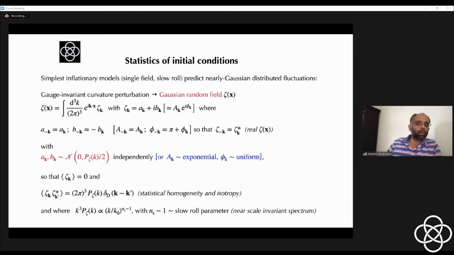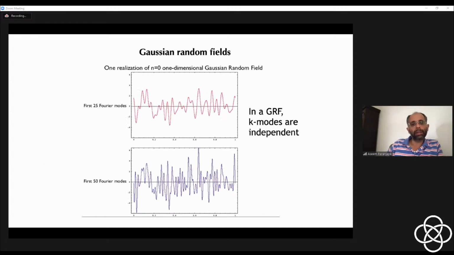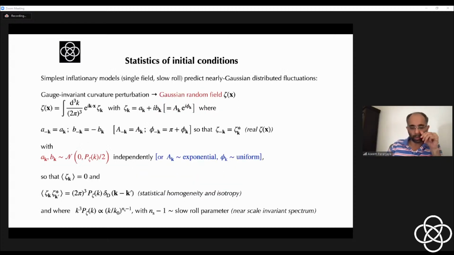Okay, so let me now end in the last few slides with a statistical description, or a description of the statistics, of these initial conditions, which is very important in order to understand what happens later during structure formation. What I'm going to discuss here will lay down some of the jargon that we use in the large scale structure community, and it will hopefully help you understand some of the concepts that will come later.